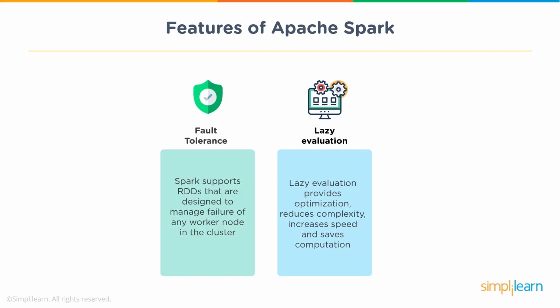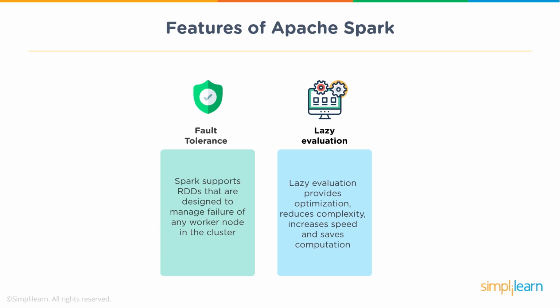When it comes to fault tolerance, Spark uses its building blocks called RDDs, which are designed to manage failure of any worker node in the cluster. And that gives very high fault tolerance, because you could even have your computations cached, and you could also have replicas of a computed result on a different node, which adds to the fault tolerance.